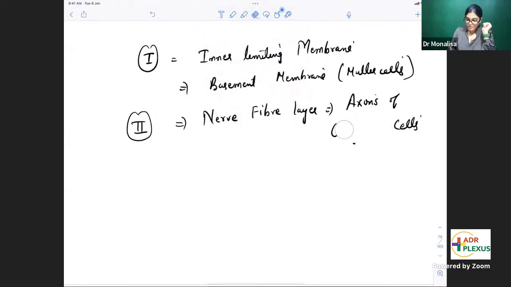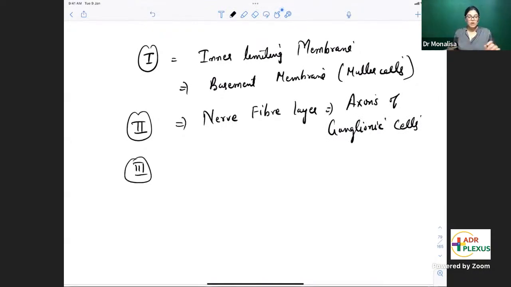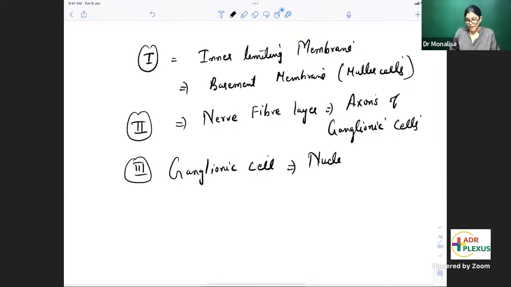Axons of ganglionic cells. Okay. The third layer, from inside to outside, is the ganglionic cell layer. When I am talking about the ganglionic cell layer, it is formed by the nuclei of ganglionic cells, the cell bodies of the ganglionic cells.